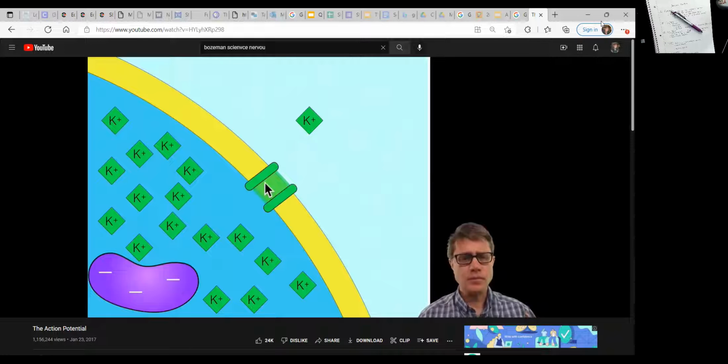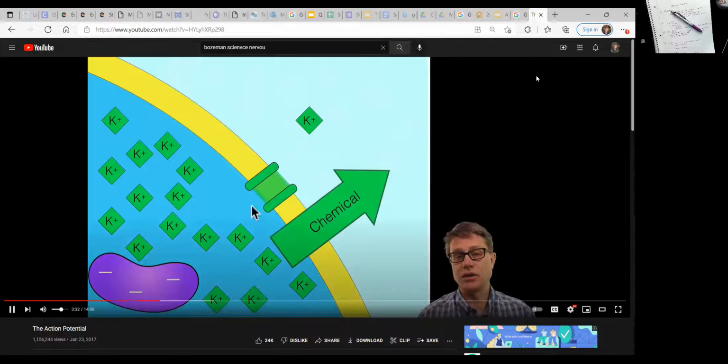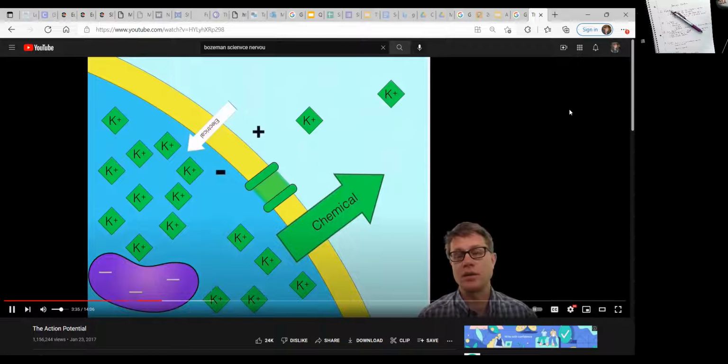And so if we think about where is the potassium going to go, there's a chemical gradient from the inside to the outside. In other words, there's a higher concentration of potassium on the inside than on the outside. And since some of it can leak through, it's going to go in that direction. But watch what happens as the potassium moves out. We all of a sudden see a separation in charge.